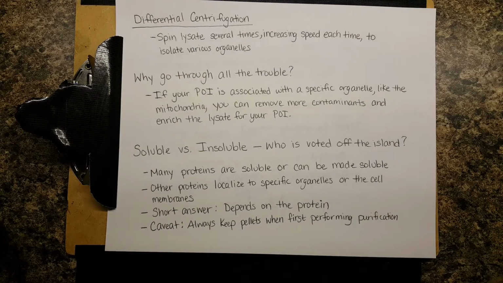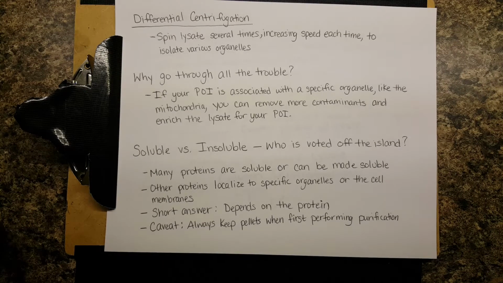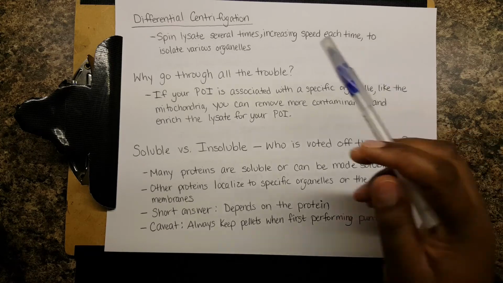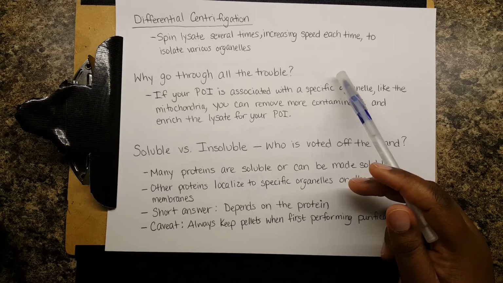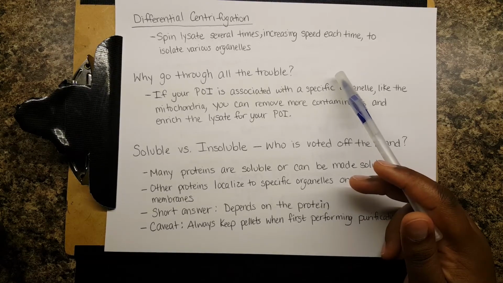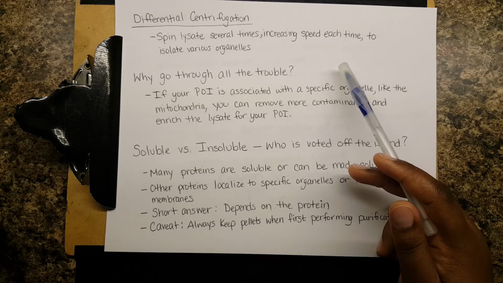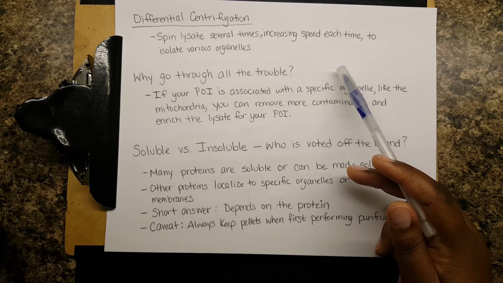Let's say that your POI is associated with an organelle. So maybe you use yeast instead of bacteria, and this protein is associated with mitochondria. What you would want to do is use differential centrifugation. And that, you spin your lysate several times, you're increasing the speed each time to isolate the various organelles. So maybe the first spin, you don't want to keep the lysate because what you want is in the pellet. Then you resuspend your pellet in some kind of buffer and spin again. And then maybe you have what you want.